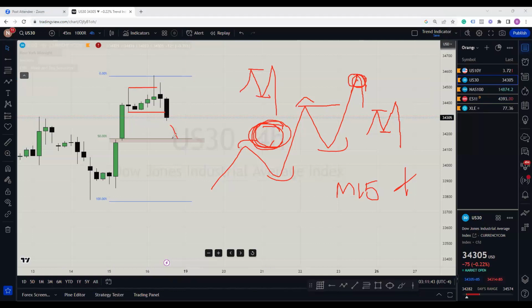It's coming down. But before it comes down, since it has just taken out the low, what do you expect the price to do first before it goes down? It will go up first. Exactly. It will go up first and then go down. You got it right.